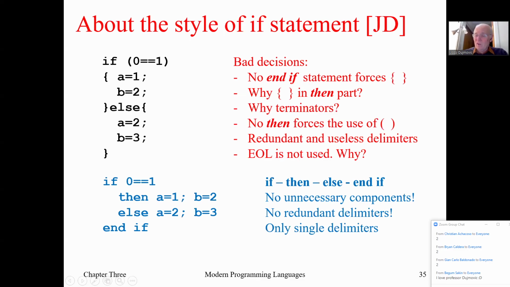Even if it's not returning the value, then you write like this: if 0 equals 1, then you have the sequence that is performed if then is satisfied. Else, you have another sequence that is performed, and after that you have end of if statement. Now, this is readable, and it is not using redundant delimiters.